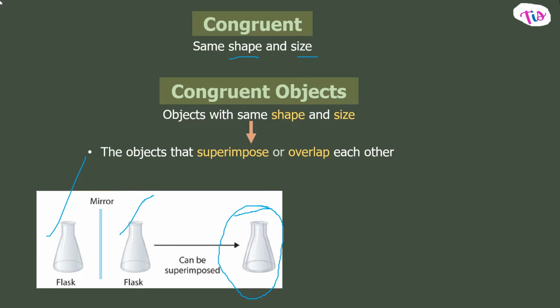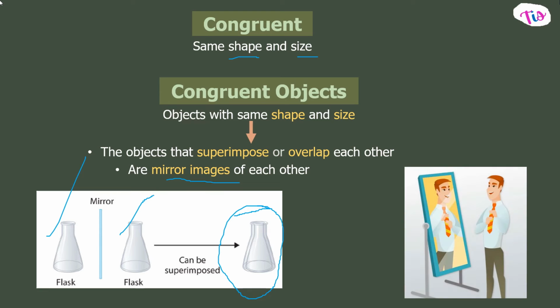So congruent objects overlap each other, superimpose each other, or you can say that they are mirror images of each other. What do mirror images mean? Like this. What do you see when you see yourself in the mirror? You see the same person standing in front of you, right? So exactly the same shape, same size. So that is what congruent objects are. So you can say that the objects that have the same shape and size are congruent objects, and congruent objects overlap or superimpose each other, or you can also say that they are mirror images of each other.